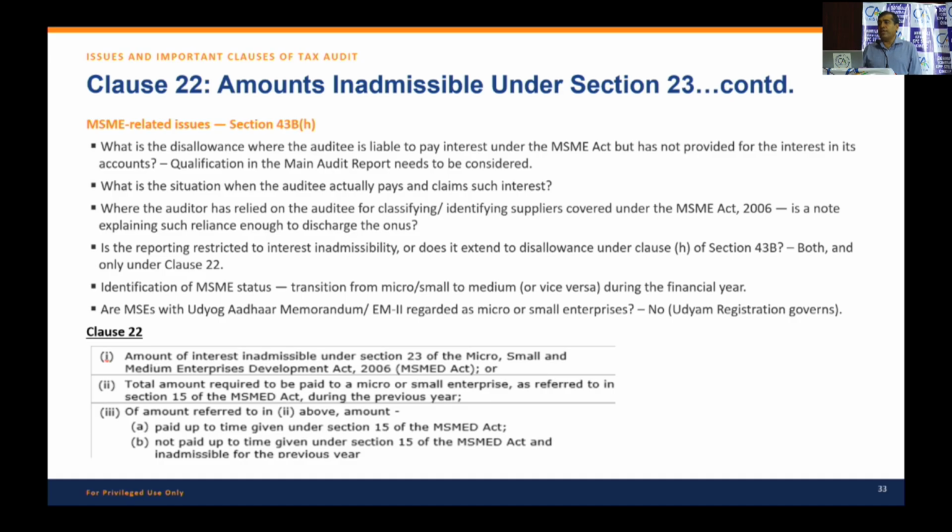It is only for manufacturers and services. Sorry? No, traders are not covered. Yes.